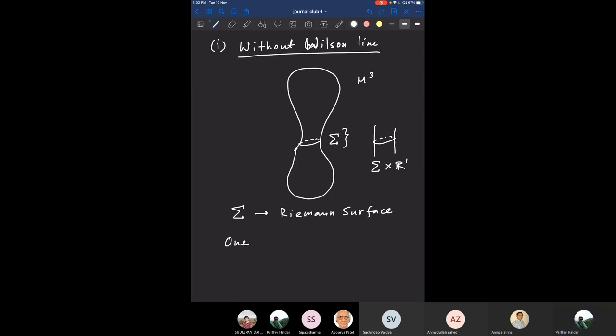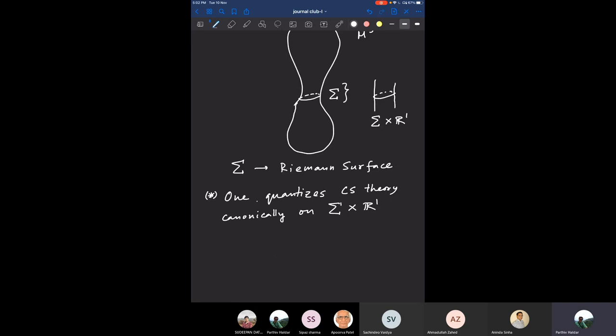So one quantizes the CS theory, and this can be done canonically, on this sigma cross R1. When you quantize a theory on sigma cross R1, this has a close relationship with CFTs on sigma. So you are looking for a physical Hilbert space on sigma.